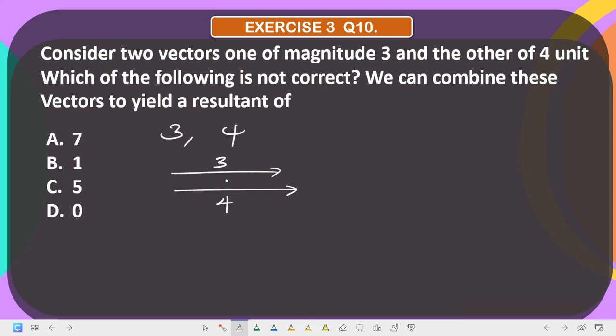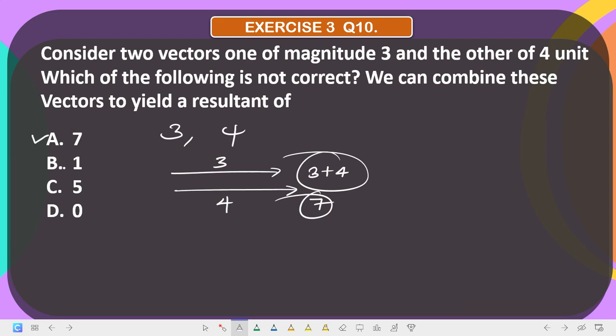If they are moving in the same direction, their resultant will be what? 3 plus 4, because you are going to add them together since they are moving in the same direction. We said that when vectors are moving in the same direction, you add them. So in this case, 3 plus 4, what will it give to you? 7. So it can yield a resultant of 7. So this is correct. We are looking for the one that is incorrect. Are you getting it? So this one should not be the correct answer, but this is correct.